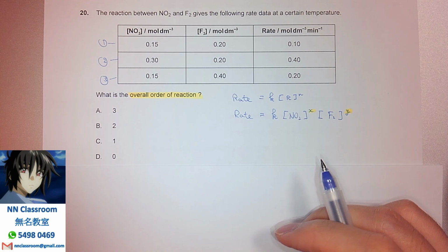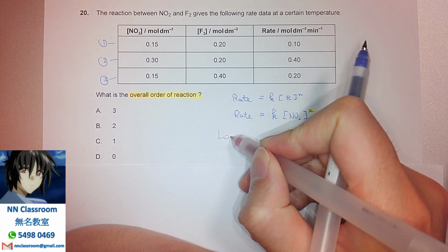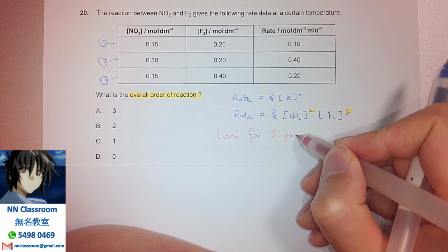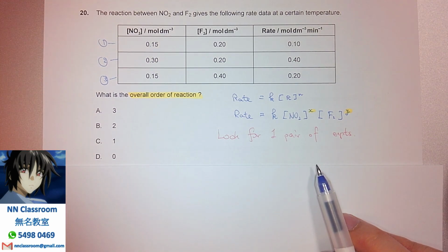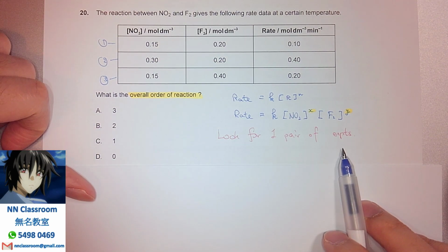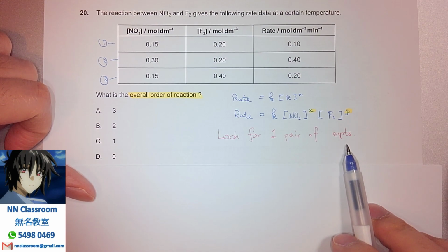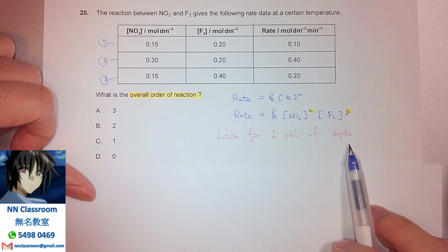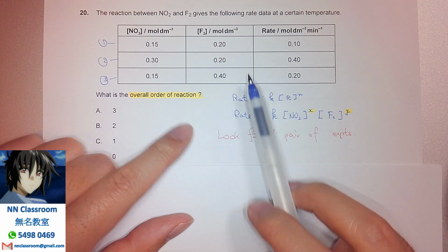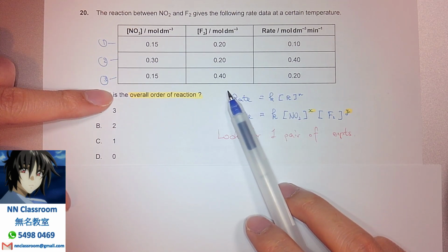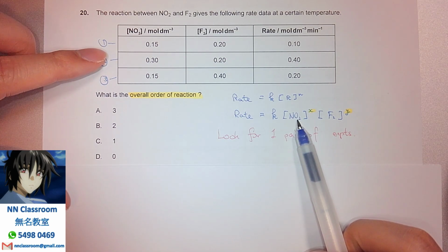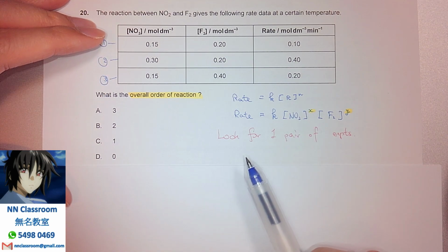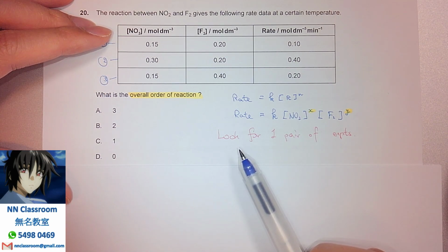Remember, the skill is every time to look for one pair of experiments. The way to choose the pair is that we only choose the pair of experiments having one reactant that is changing concentration. Otherwise, we cannot draw the conclusion. Now, let me demonstrate. If I want to find x, the order with respect to NO2, I'm going to find the pair of experiments in which only NO2 has changed concentration, but not fluorine.